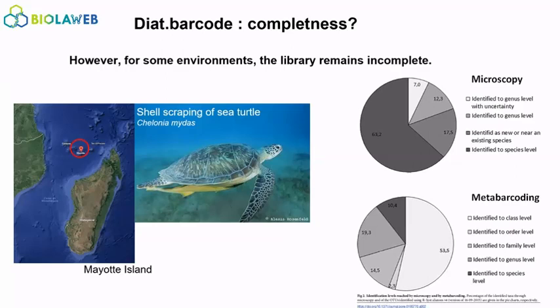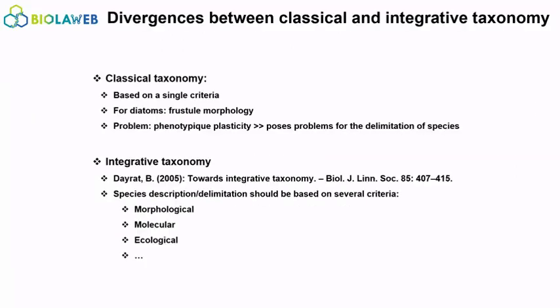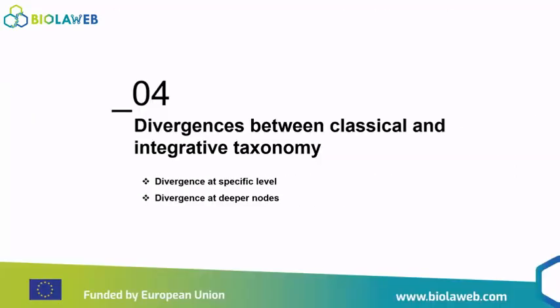Okay, thank you. Other questions? No? So we already started to talk a little bit about this divergence between classical, molecular and integrative taxonomy, just with these questions. Here I would like to talk about some divergences that we can have between classical microscopy and the way that we can define species boundaries with more criteria, at specific level and deeper nodes.